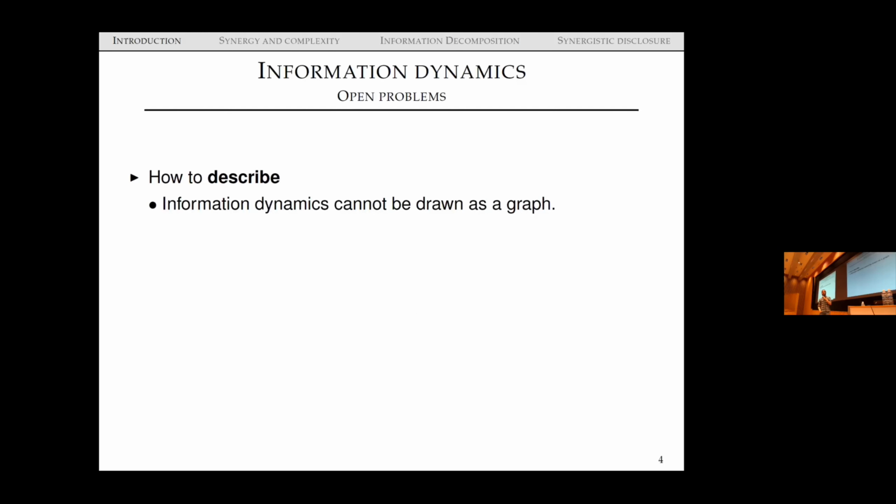So one problem there is how to describe information dynamics, because clearly these things cannot be drawn as a conventional graph. I think this typical picture we've been seeing is very incomplete.